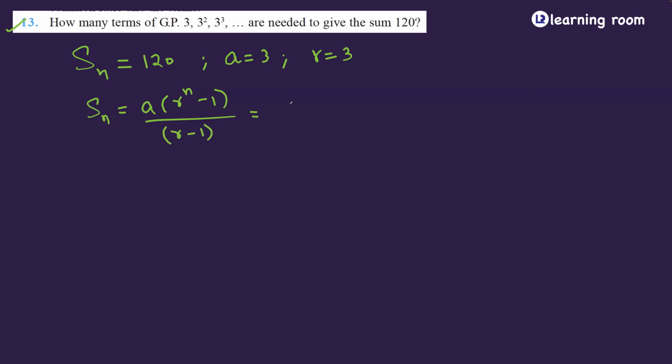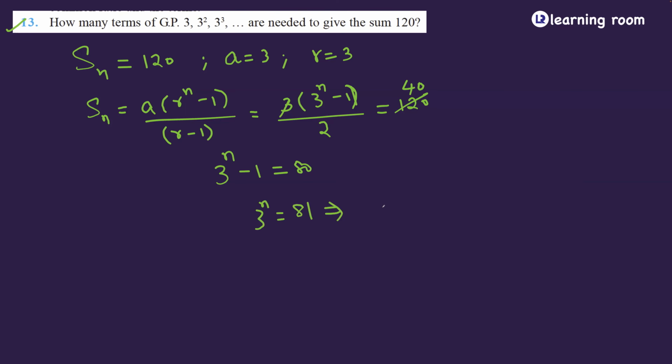So what is the value of A? It is 3. So 3 into 3 power n minus 1 divided by 3 minus 1, which is 2, right? This value should be equal to 120, correct? So 3 will cancel this 120 40 times, and this will go to the other side. It will become 80. So 3 power n minus 1 is 80. So 3 power n is equal to 81, which implies n is equal to 4. So sum of the first 4 terms of the GP is going to give you 120.